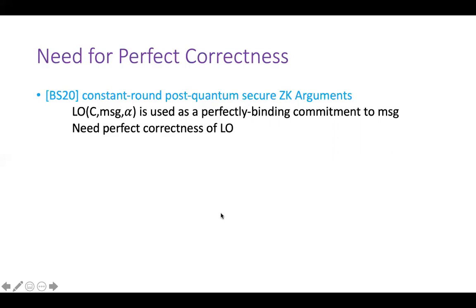In this case, with lockable obfuscation, if it is not perfectly correct, then the commitment scheme that they were using is not perfectly binding. And that actually violates their security properties. And their proof even assumes the perfect correctness of lockable obfuscation for some hybrid arguments. Our work really helps to make this construction go through.